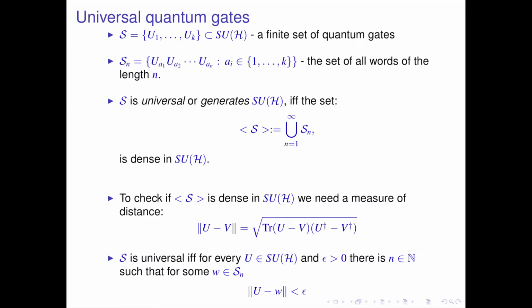But I can arbitrarily well approximate them, and this is the same story as for rational numbers and real numbers. Any real number can be approximated with arbitrary precision by some rational number. And one of those sets is countable, and the other one has continuum number of elements. So this is why we need this kind of a definition.